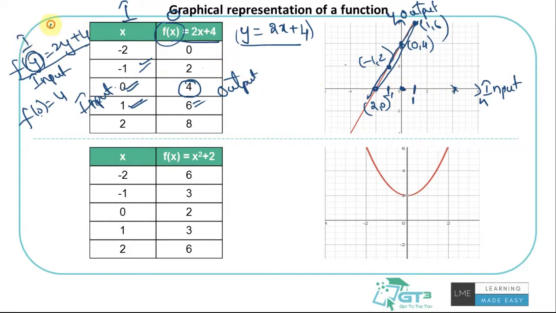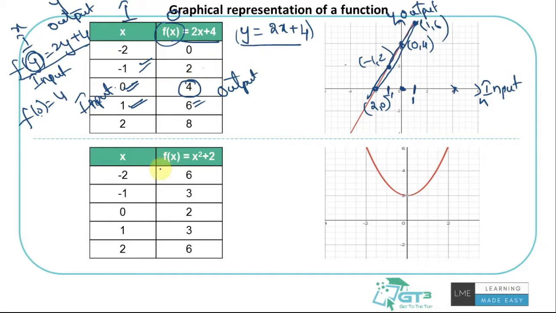Input, output. Input is my x-axis and output is my y-axis. Input is 0, output is 4, I put 0 and 4. That's the way you should see it. Do not think, is it y, is it x, is it z, and according to that try to put it in those axes. No, do not get confused with that.